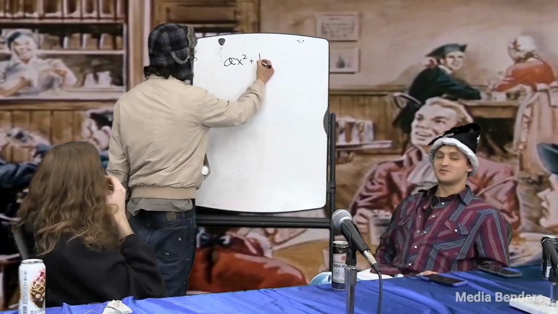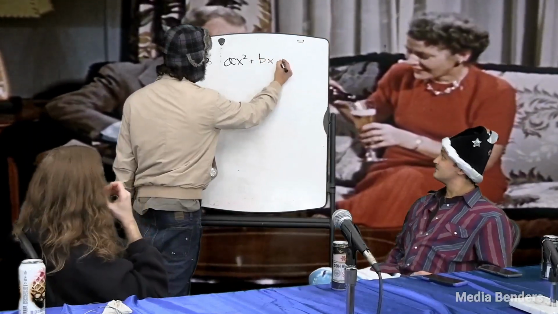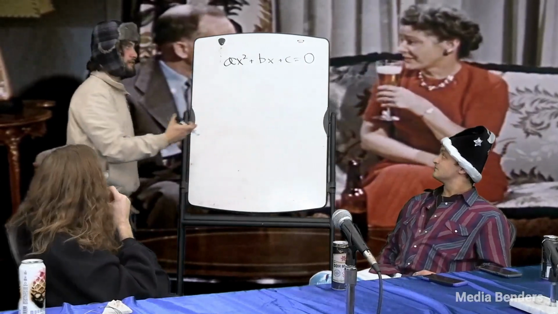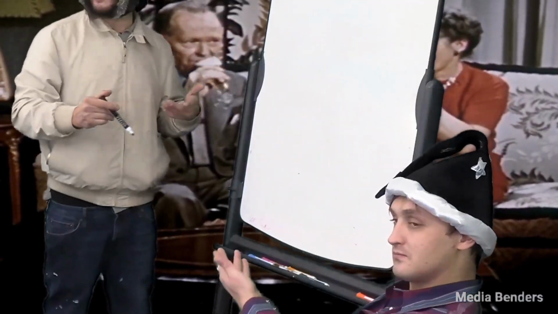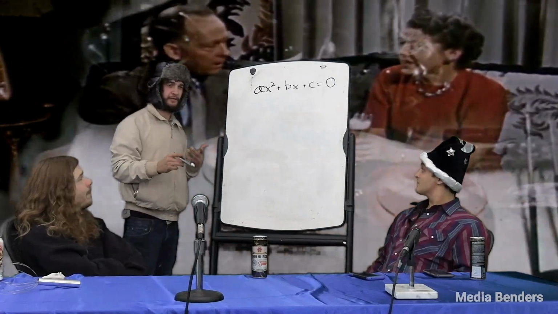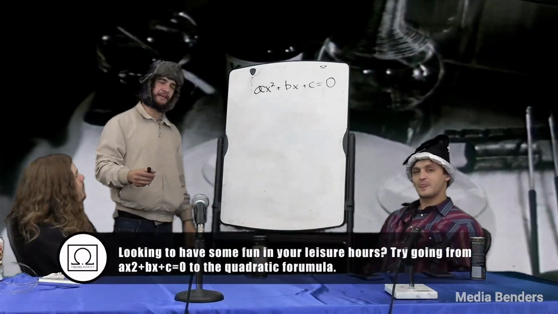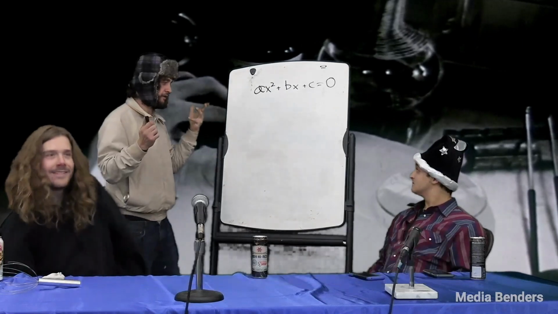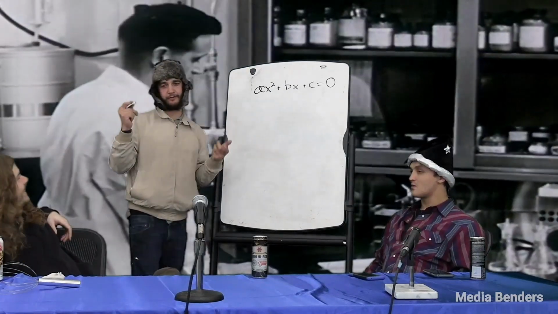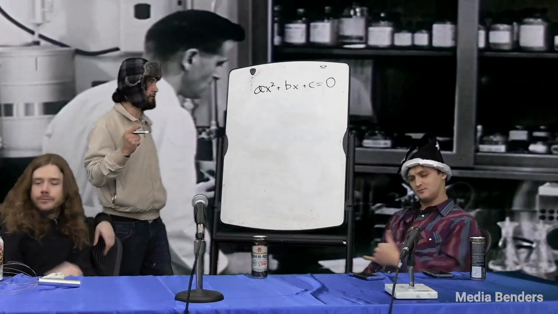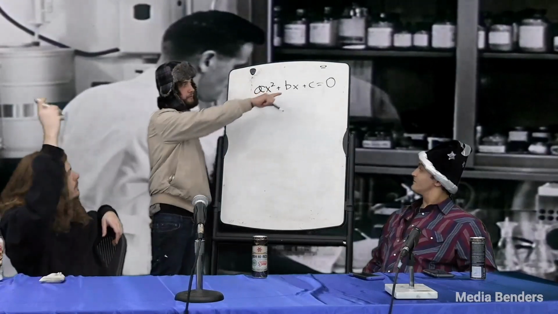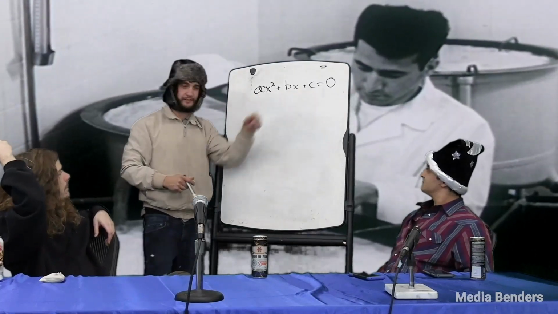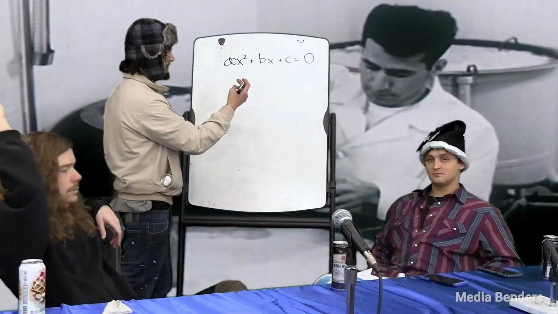Ax squared plus bx plus c equals 0. This is a quadratic equation in standard form, and it's one of those fun things you can do in your spare time just to get your chops up, to go from this to the quadratic formula. That's what we're doing. We're going to derive the quadratic formula from the standard form of the quadratic equation using letters instead of numbers as our coefficients. The first thing you want to do is complete the square.